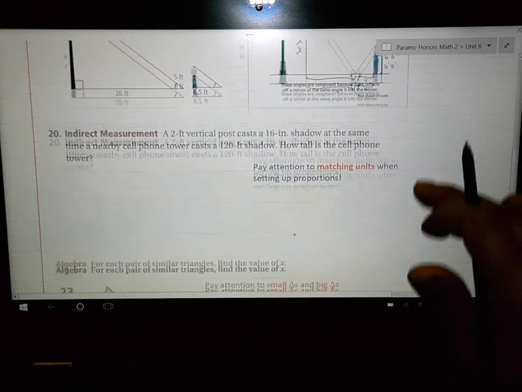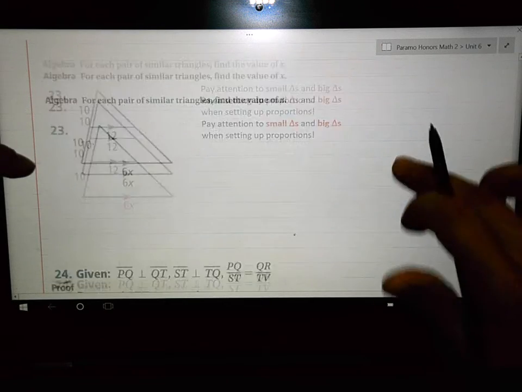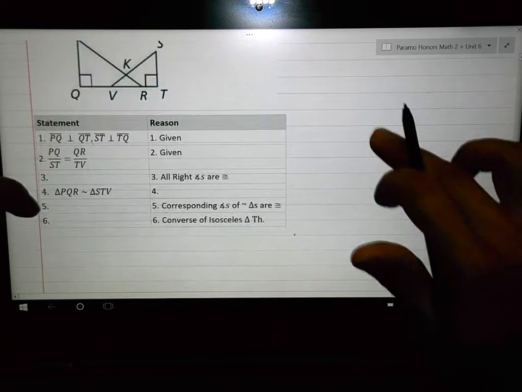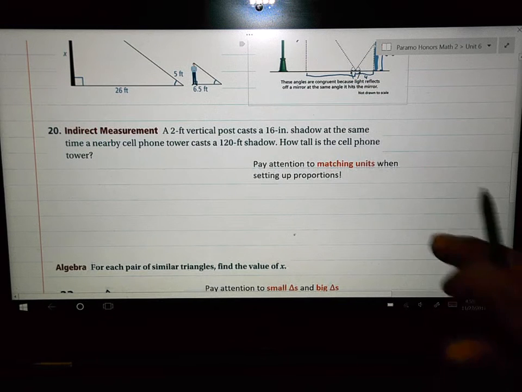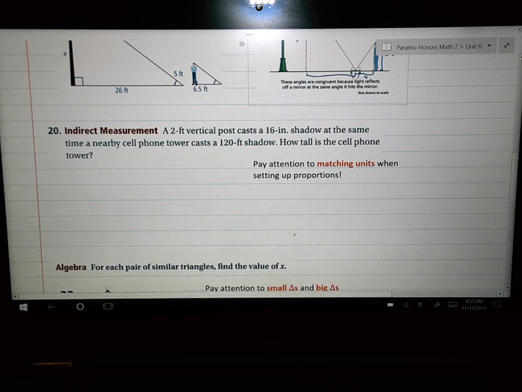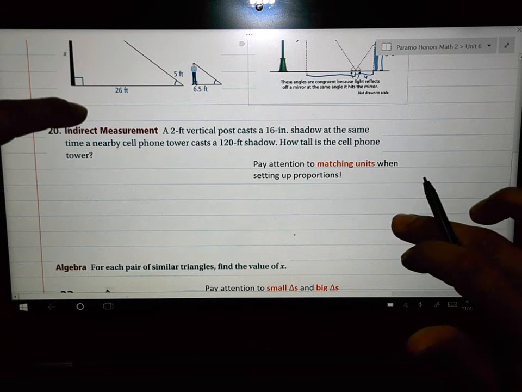Now, with that being said, I have numbers 20, 23, and 24 are examples. So if you want to just go straight to your book and pull those out, you're welcome to do so.